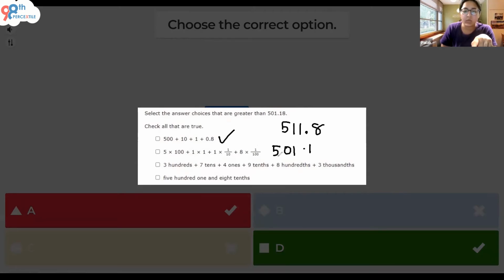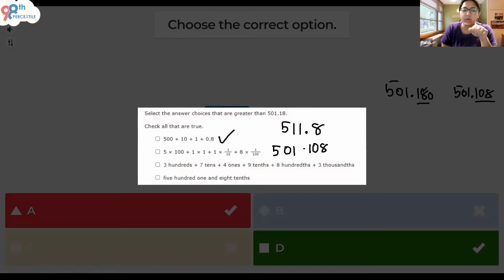And 8 times 1 over 100, so that is going to be 108. So a very easy method to identify whether 501.18 is going to be greater or whether 501.108 is going to be greater: we can see that there are 2 decimal places in the first one and 3 decimal places in the next one. So we put a 0 to compare these two so that we have 3 decimal places each.